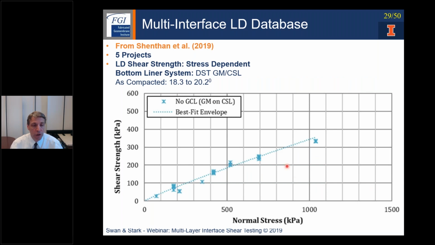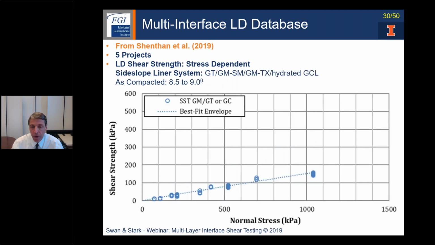Another interface, multi-interface large displacement data set from Dr. Shenton, is a bottom liner system with double-sided texture on a compacted soil liner or subgrade. And you can see the friction angle bumps up to 18 to 20 from the prior, a little more friction with the compacted subgrade.